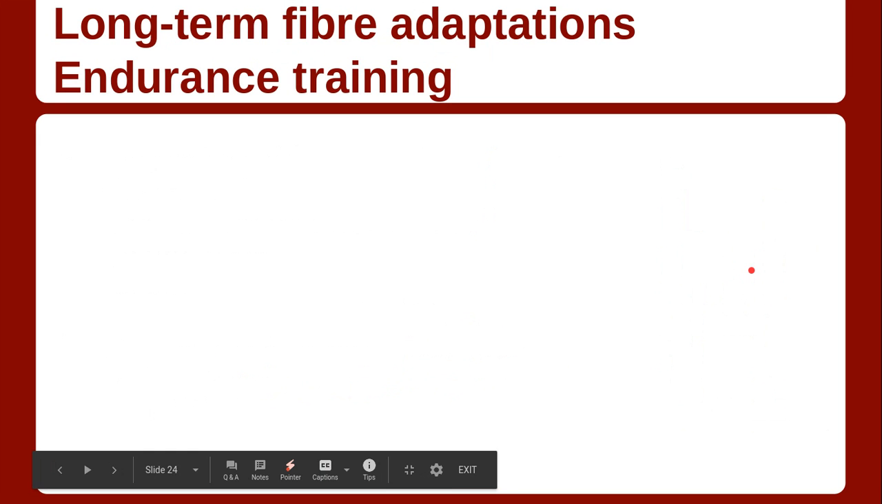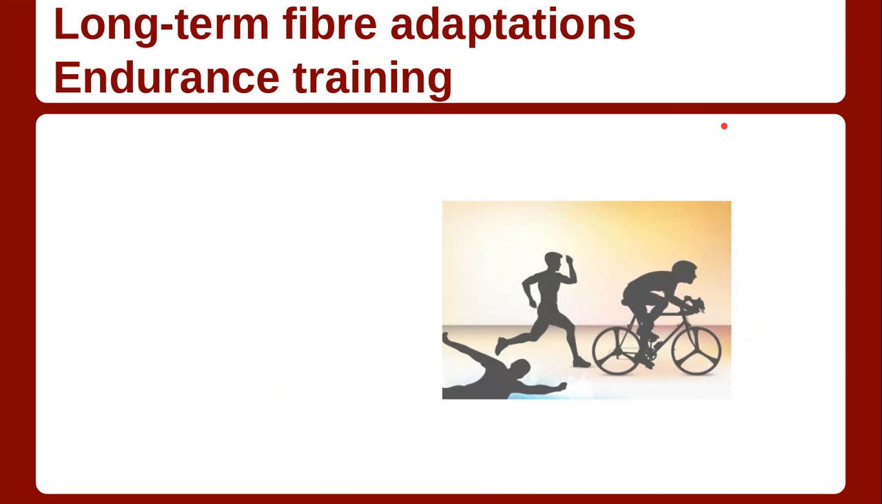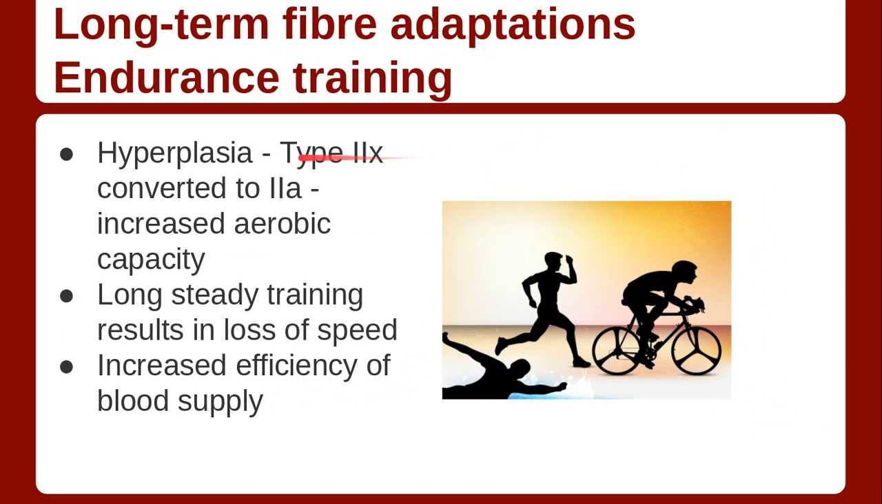We can train our muscle fibers, and there is a certain amount of nurture and adaptation that we can experience. We can experience something called hyperplasia, which is where we're converting our type 2X to type 2A. So we're increasing that aerobic capacity, that endurance capacity of those muscle fibers. Obviously, it's staying within our fast twitch fibers. We're not converting them to type 1, but we are increasing that endurance capacity of those fibers. This would be due to long, steady training. We would lose our speed, but increase that endurance.